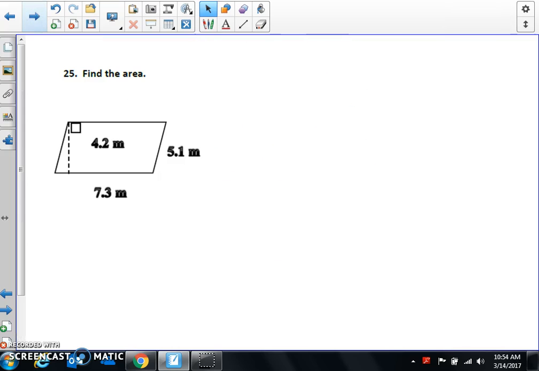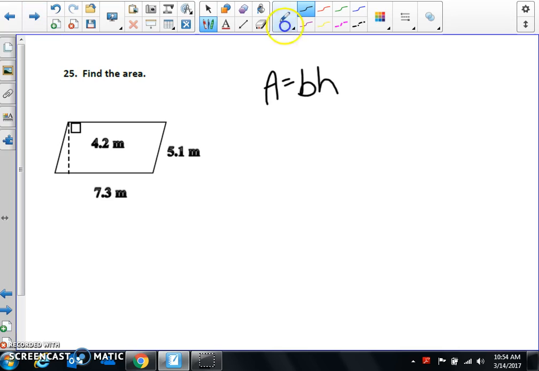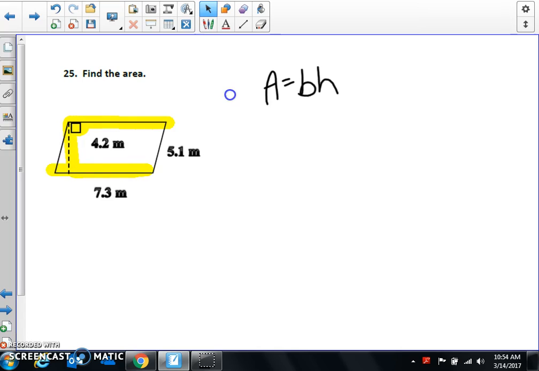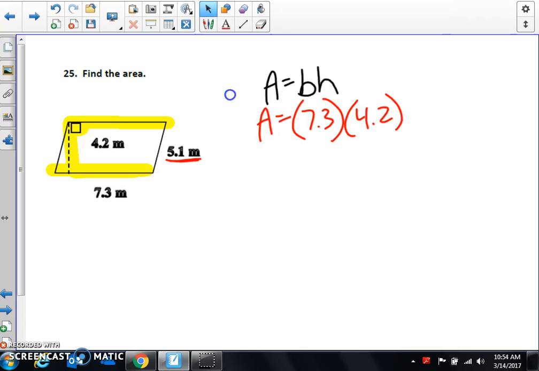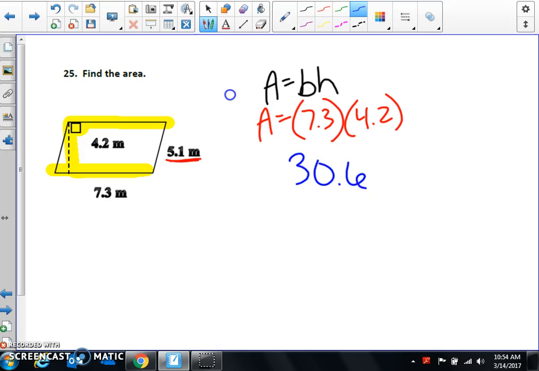Find the area. Remember we talked about, so this is a parallelogram. And we haven't talked about parallelograms for a while. But the area of a parallelogram is base times height. We know what the base and the height is because we find that right angle. And everything touching the right angle is our base and our height. So area equals, our base is 7.3 and our height is 4.2. This 5.1 is a distractor. Don't be freaked out by it. Now I just do 7.3 times 4.2, enter, 30.66 meters, and this is an area, so squared.